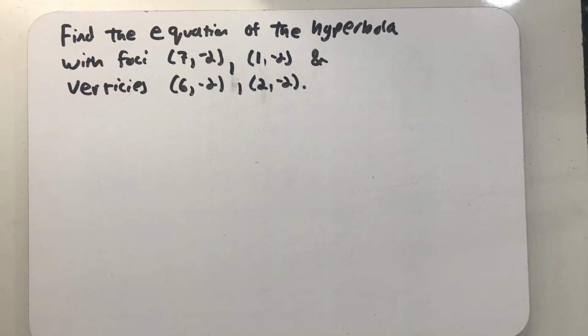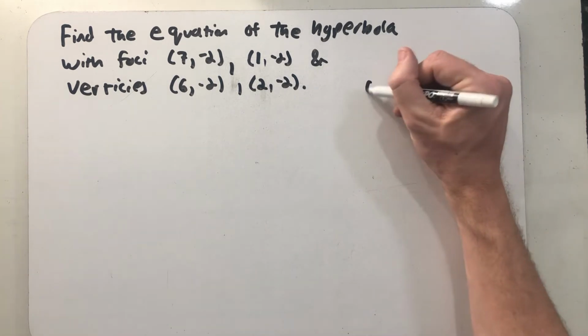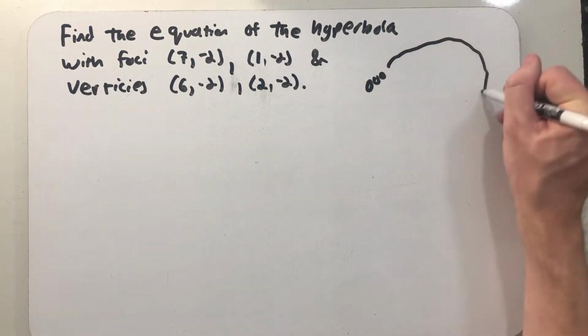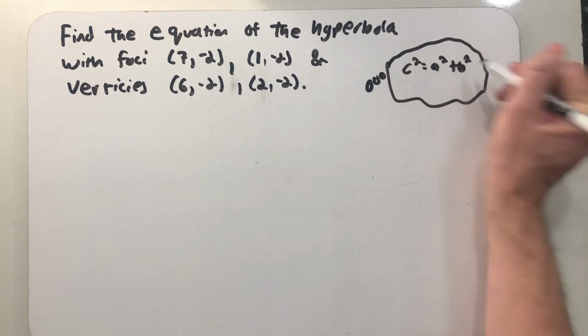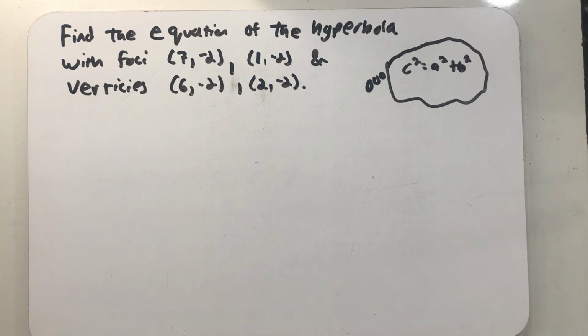Find the equation of the hyperbola with foci (7, -2), (1, -2), and vertices at (6, -2) and (2, -2). Well, we can certainly do this, and it seems reasonable to find the equation of a hyperbola with this information, because we should be able to figure out where the center is and the values of a and c. And if we know the values of a and c for a hyperbola, then we're going to be able to find a value for b, or more importantly, b squared.